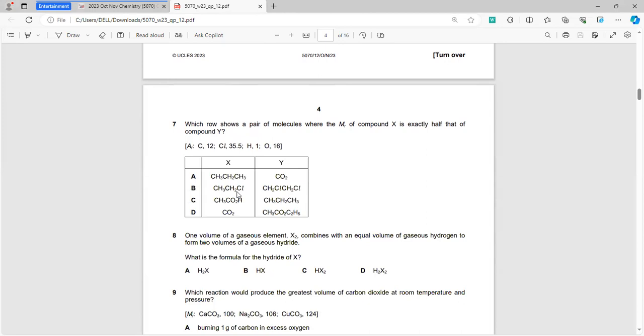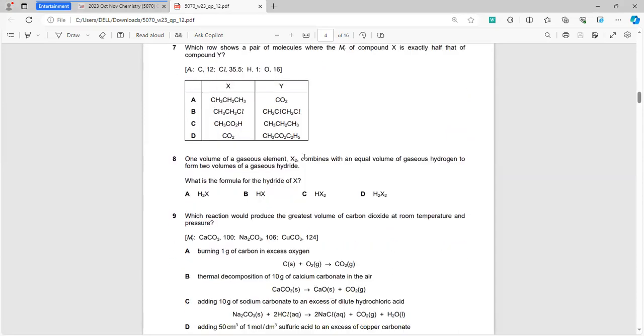Now in question number 7, we just have to calculate the Mr of each of the following compounds. They say CO2, so CO2 will be 12 plus 16 times 2, which is 44. When you calculate the entire number, it should be about 88, because they ask which of the following options has an Mr of Y which is twice that of X.